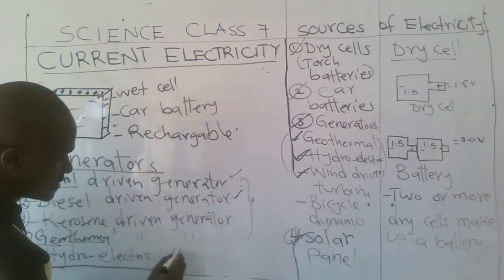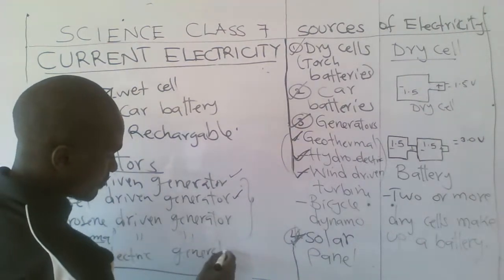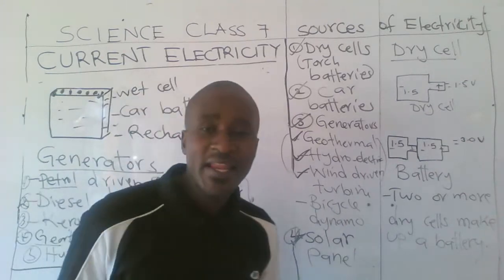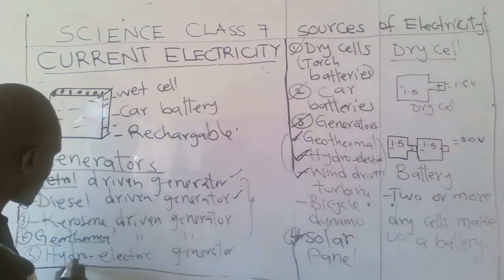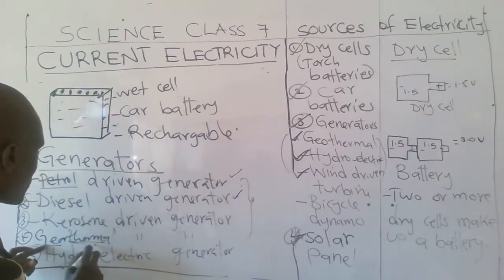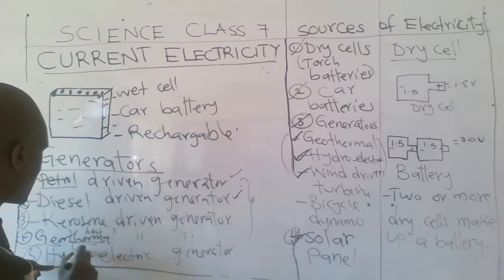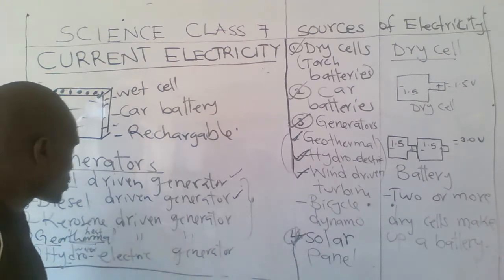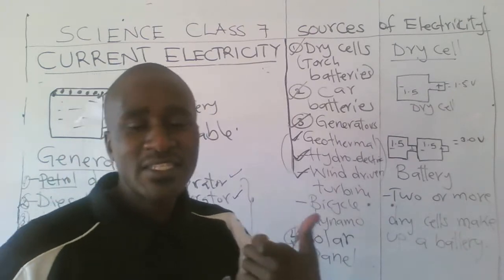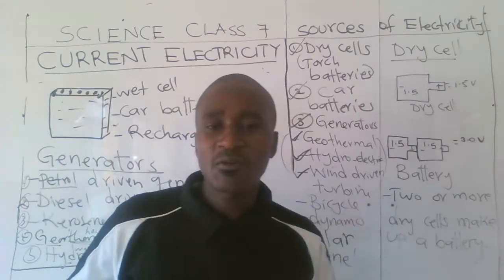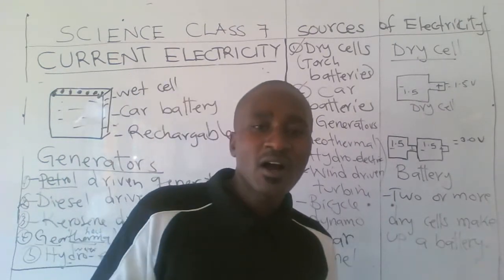Then now, number 5, we have the hydroelectric generator. This hydro means water. Just as we say thermal means heat, hydro means water. So this one is run by water, running water, flowing water.